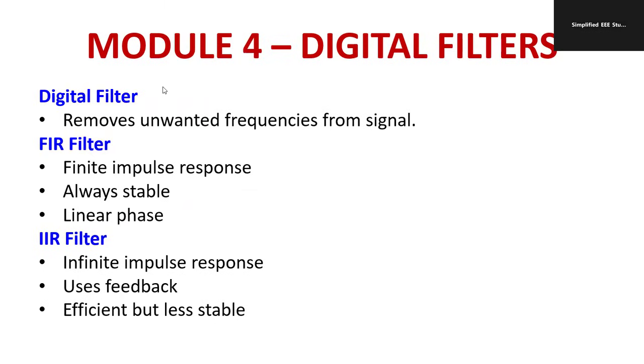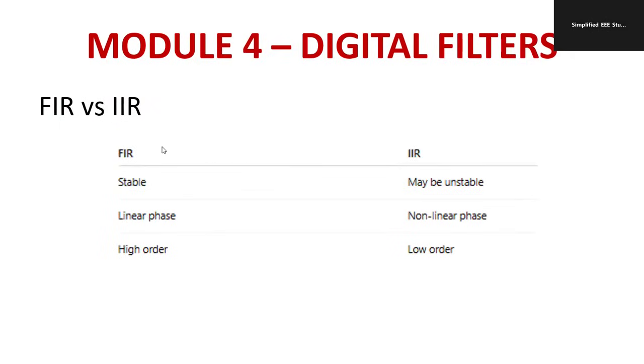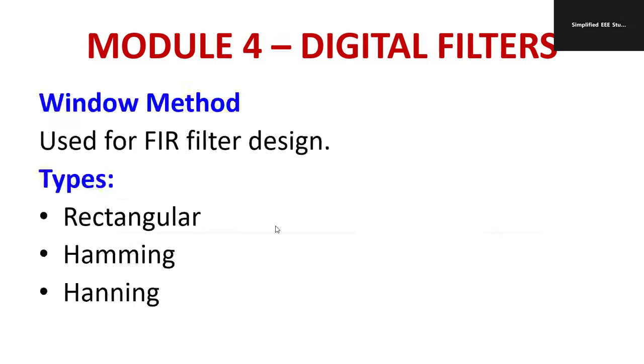Module number 4 comes under digital filter. What is a digital filter? It removes unwanted frequencies from the signal. FIR filter is a finite impulse response filter, always stable and has linear phase. While talking about the IIR filter, infinite impulse response, it uses feedback and is efficient but less stable. There is a comparison between FIR and IIR filter, which is shown in the table. Regarding stability, FIR is stable compared to IIR. Regarding phase property, it follows linear phase whereas IIR follows non-linear phase. FIR has high order whereas IIR has low order. That is a major difference.